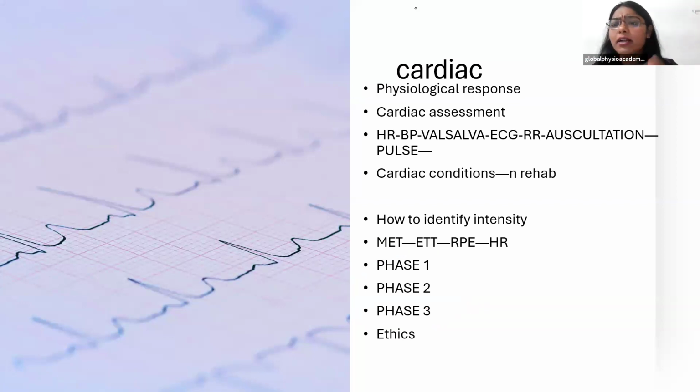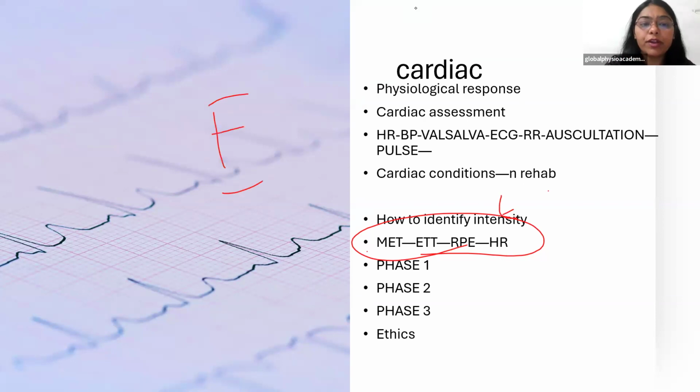For every phase, I will explain detailed cardiac rehab in the cardiac lectures. MET, metabolic equivalent, exercise tolerance test, rate of perceived exertion, and heart rate: these 4 terms are used for intensity. Just like doctors prescribe medications, we prescribe exercise. In that, intensity, frequency, time, and type, the FITT criteria, every therapist must know.